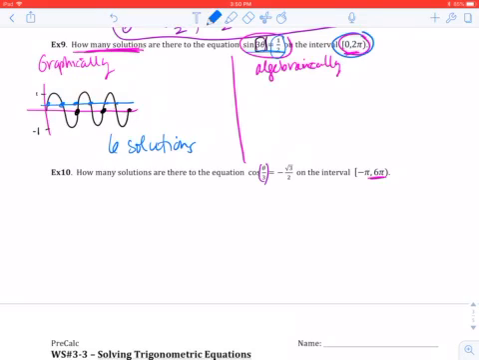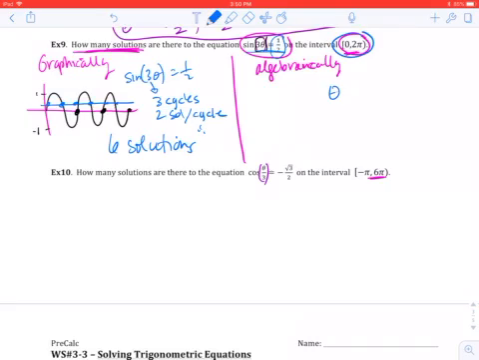So that's it. You could also say, that's what we're doing. There's 3 cycles, right? So that's how many cycles? 3 cycles. There's 2 solutions per cycle. So you could also write this out in sentence form. Therefore, there are 6 solutions. Or you could graph it.